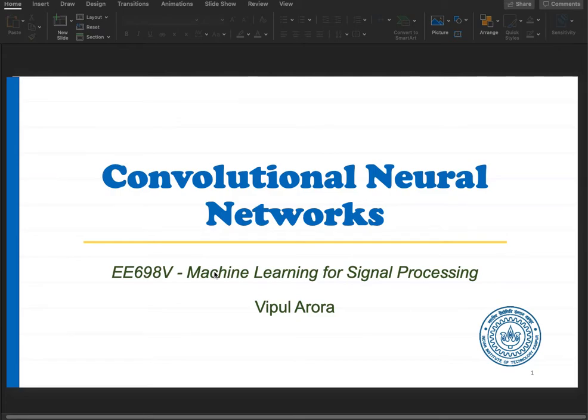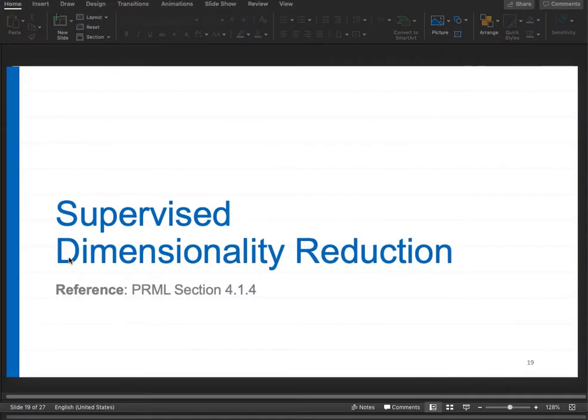Today we'll be discussing convolutional neural networks, but before that we have something pending from last class, which is supervised dimensionality reduction. So we discussed different methods of dimensionality reduction. What methods did we see? PCA. We saw k-means clustering, another name for which is vector quantization. And then we saw NMF.